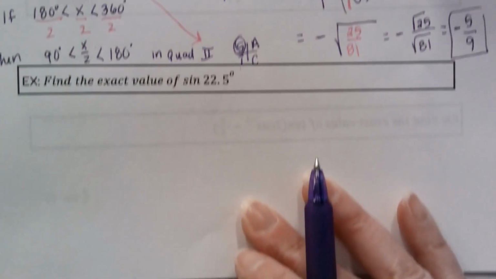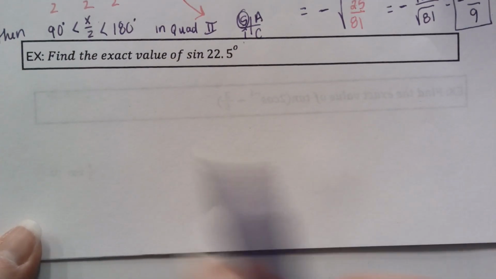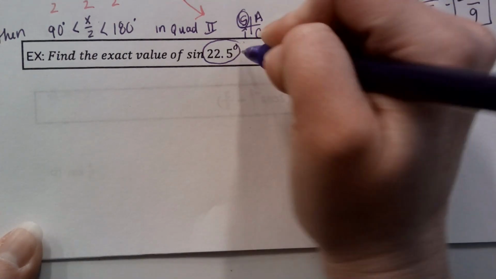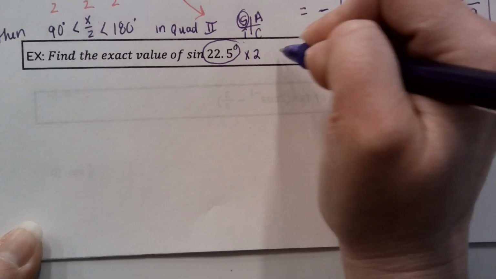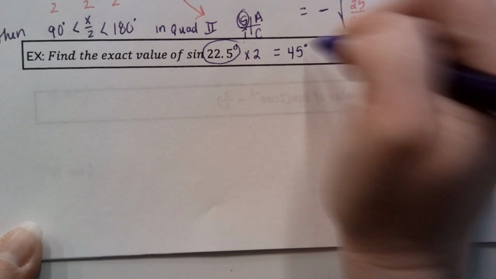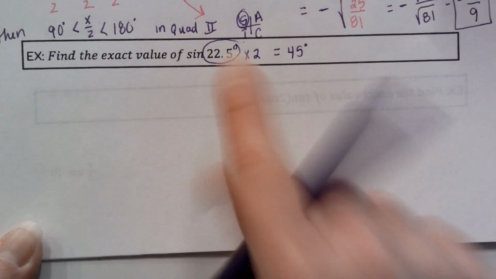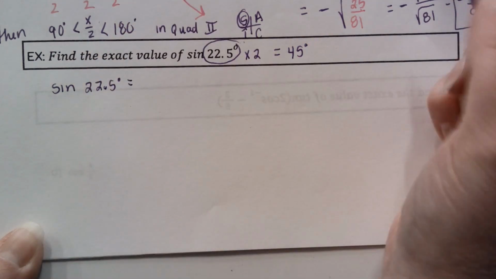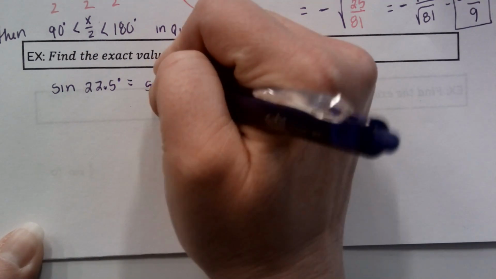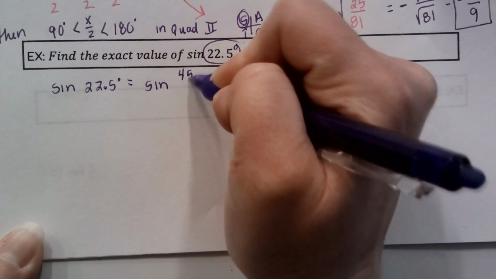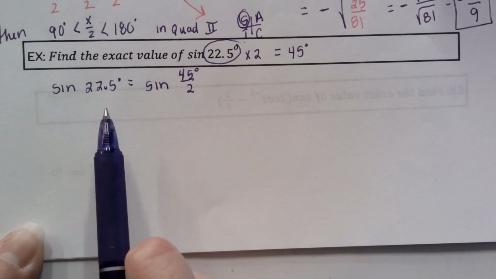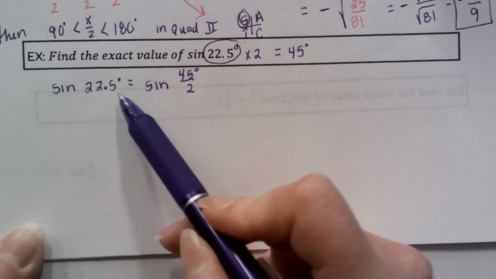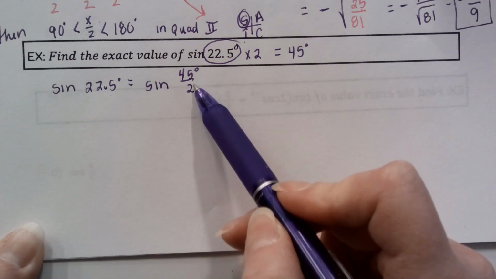Next one, find the exact value of sine of 22.5 degrees. Well, anytime anything is .5, you're going to multiply it by 2 to get rid of the decimal. So instead of sine of 22.5, I'm going to say sine of 22.5 is the same as, if I double it and get 45, I'm going to think of it as 45 degrees cut in half. So first off, understand that I doubled it to get rid of the decimal, but these have to be equivalent. So I can't just say it's equal to sine of 45, but 45 cut in half is 22.5.